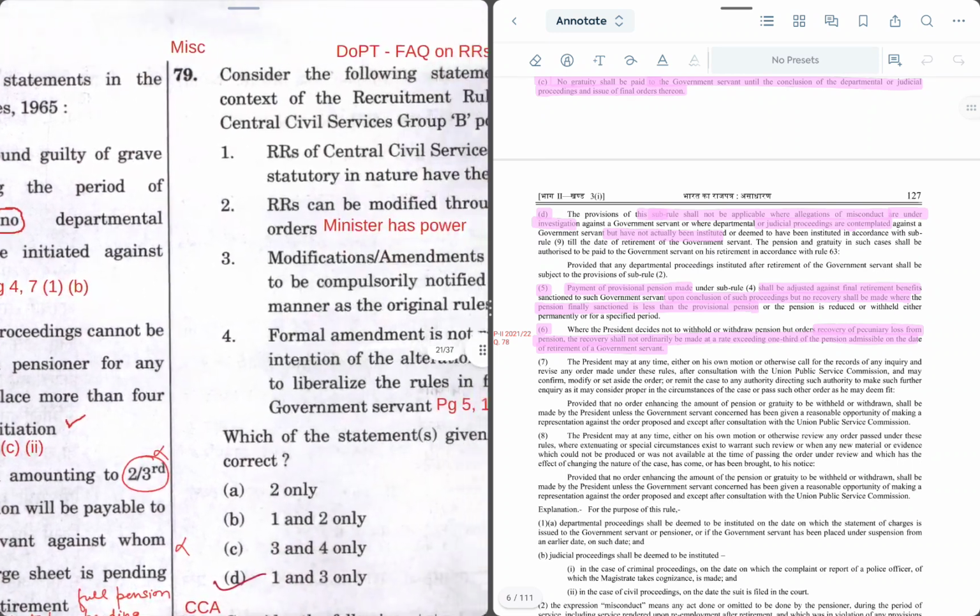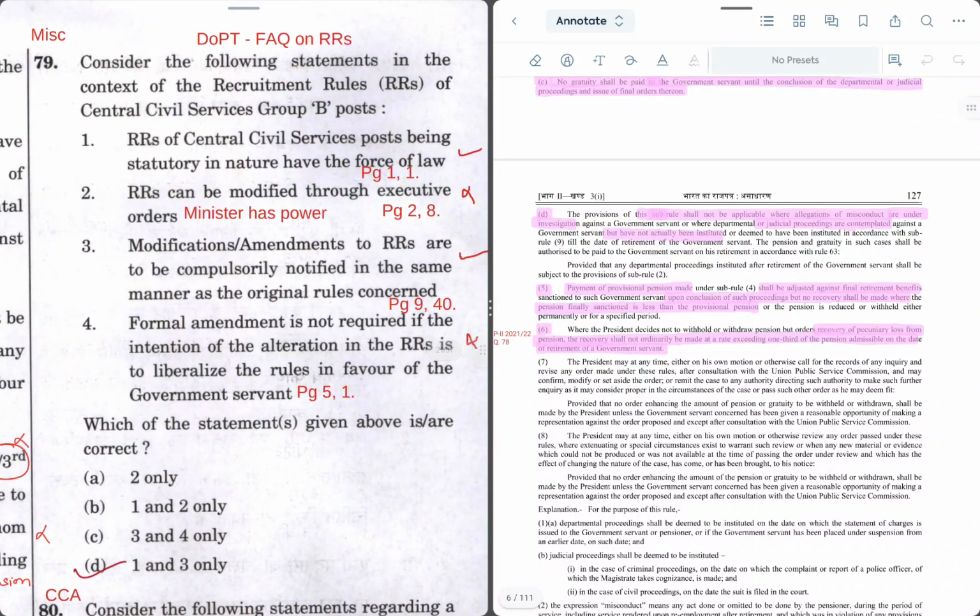Question number 79, it's also a miscellaneous question. It does not fall into any particular topic. The question says: consider the following statements in the context of recruitment rules of Central Civil Services Group B posts. For that you have to refer to the DOPT frequently asked questions PDF on recruitment rules. Then you will be able to answer. You can find all these resources in our Telegram group. I'm not opening this PDF to save time, and it's easily available on the internet if you want to download it.